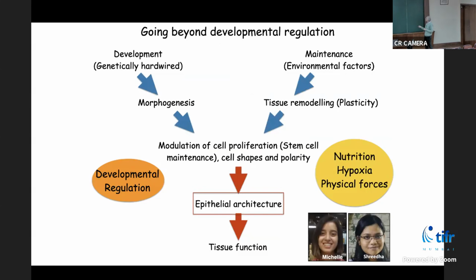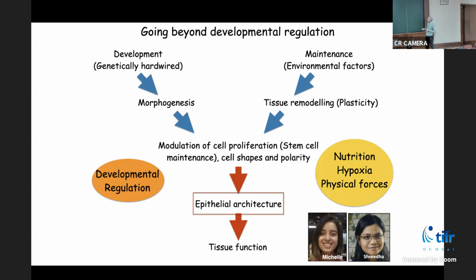Right. And something that we started, so we are now going beyond developmental regulation. During development, of course, these programs are genetically hardwired, but many of these epithelial tissues are still functioning in our bodies, your gut, your lungs, they come in contact with a variety of different conditions. For example, we are asking how hypoxia would influence the epithelial architecture, how the nutrition would play a role in defining the gut architecture, for example.